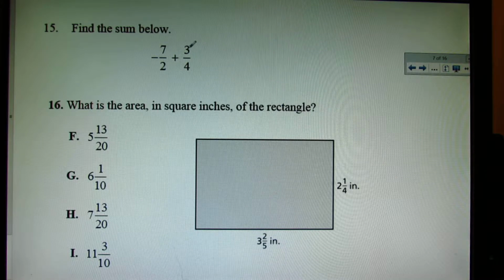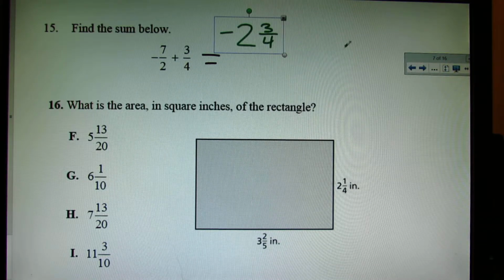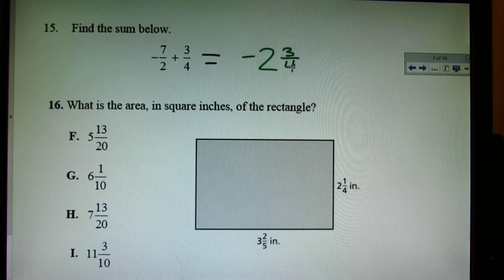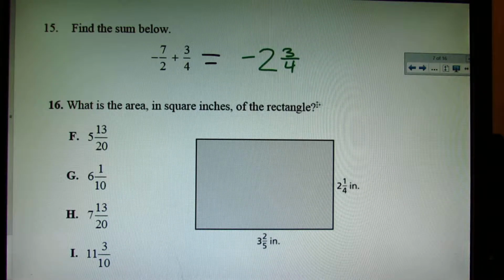Find the sum below. This is easy, especially if you have your calculator. I'm just going to jam this right in your calculator. You should get -2 and 3/4. Again, double check your answer. Make sure you're typing it in your calculator correctly.